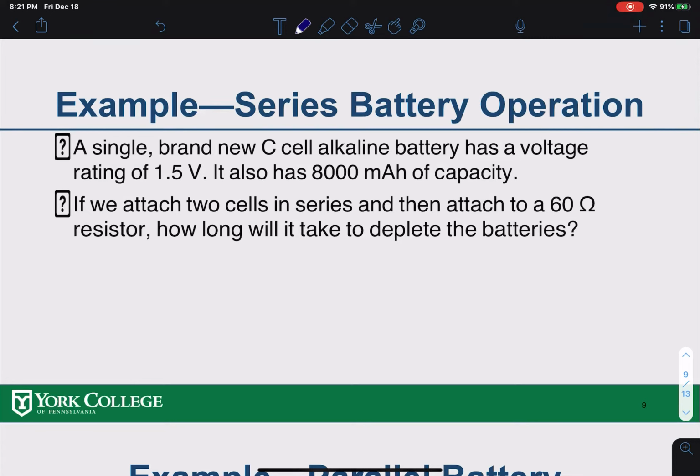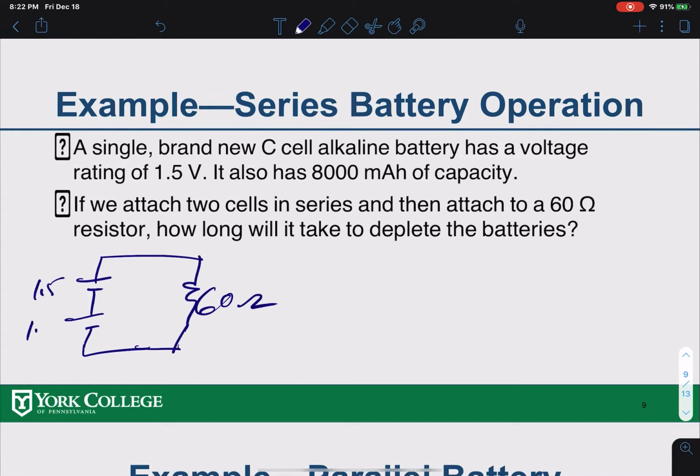So to get a quick example for this, let's say that you have a single brand C-cell alkaline battery of voltage 1.5 and 8,000 milliamp hour of capacity. If we attach two cells in series, then attach a 60 ohm resistor, how long will it take to deplete the battery? So we're going to put two batteries in series, then connect them to a 60 ohm resistor. So 1.5 volts, 1.5 volts. So I have 3 volts here now. From here to here, I have 3 volts, right?